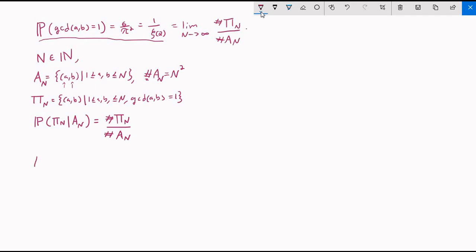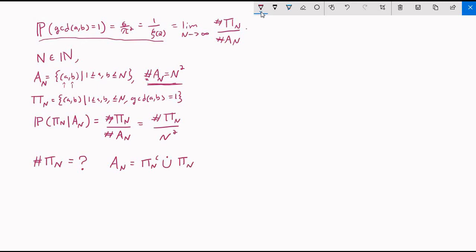Now, determining the cardinality of A sub n is something we've already achieved. We know that that is n squared. The problem then is to determine what the cardinality of pi sub n is. Well, one way we can do this is realizing that pi sub n is a subset of A sub n. So one way we could perhaps count the cardinality is recognizing that A sub n is going to be the disjoint union of the set theoretic complement of pi sub n with pi sub n.